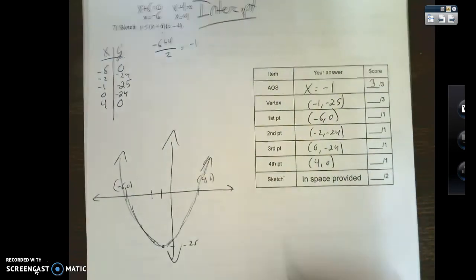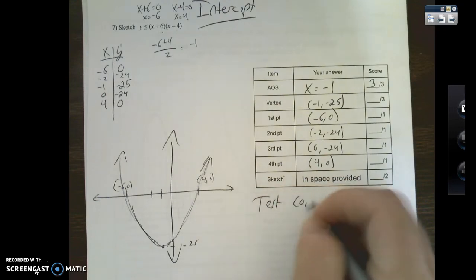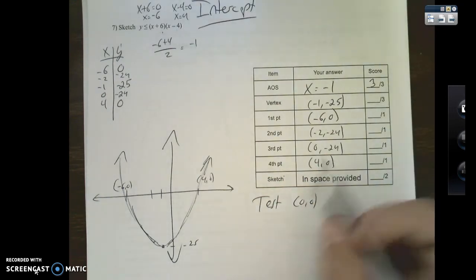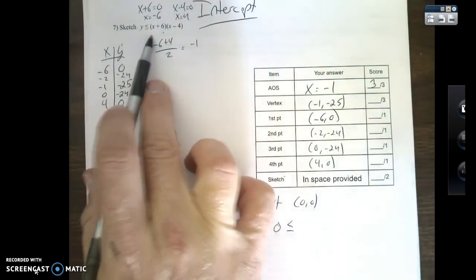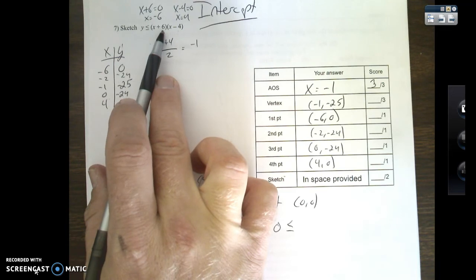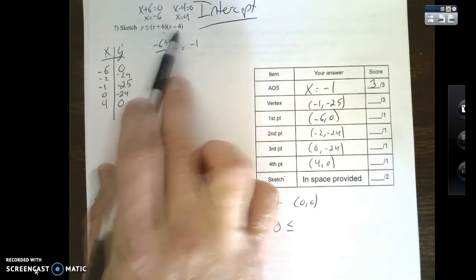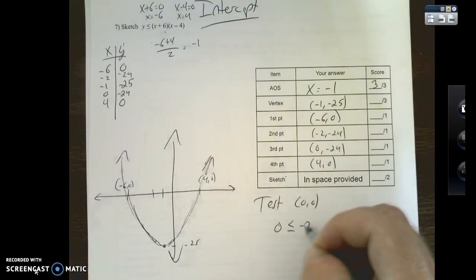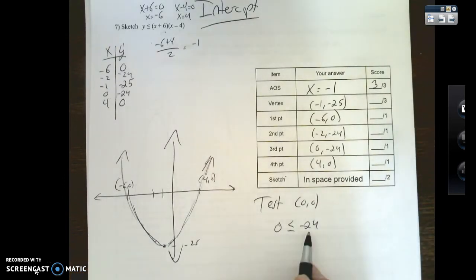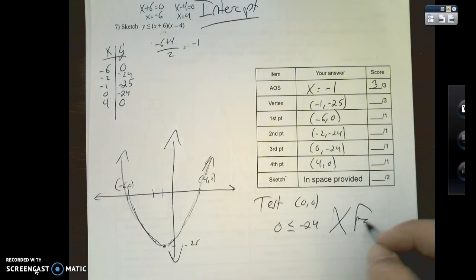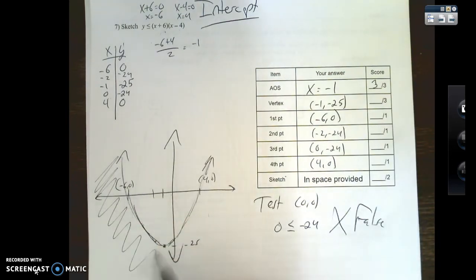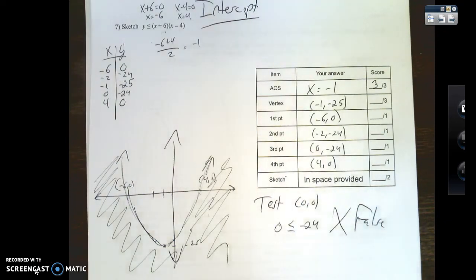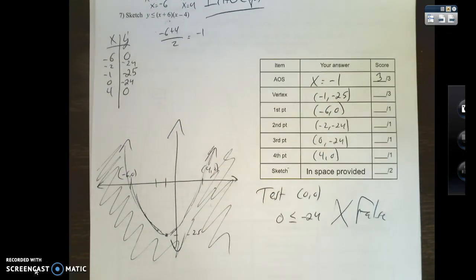Okay. If I do a test point, here I can test (0, 0) because it's in a good spot. Is 0 less than or equal to, if I plug a 0 up top here, 0 plus 6 is 6. Okay. 0 minus 4 is negative 4. Well, we just did it over here, actually. I know it's negative 24. Is 0 less than or equal to negative 24? No. False. So I'm not shading this. I'm shading everything else. Okay. Boom.